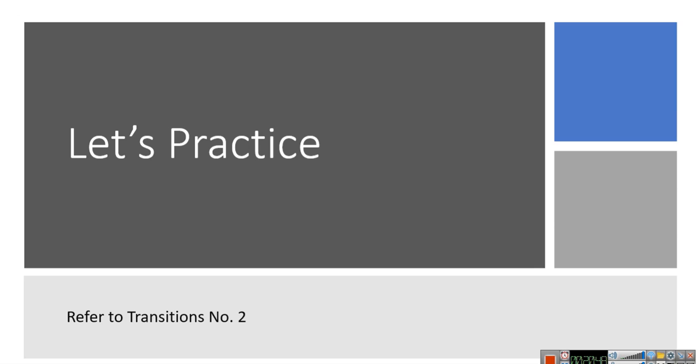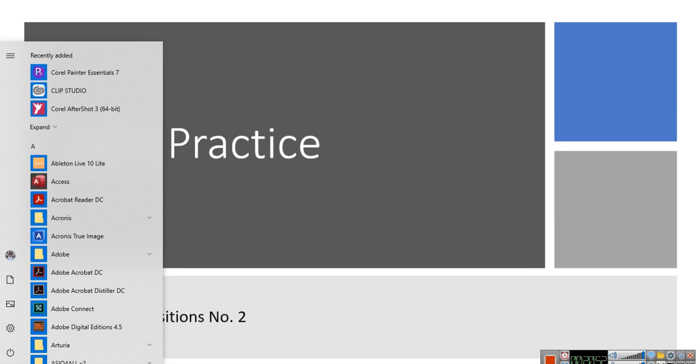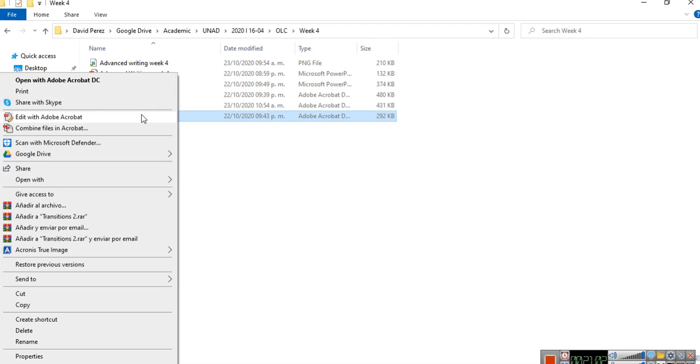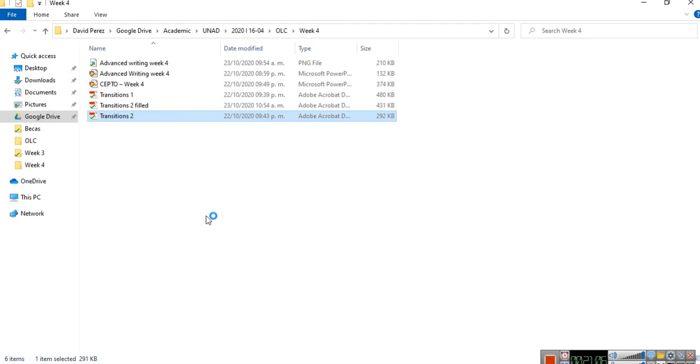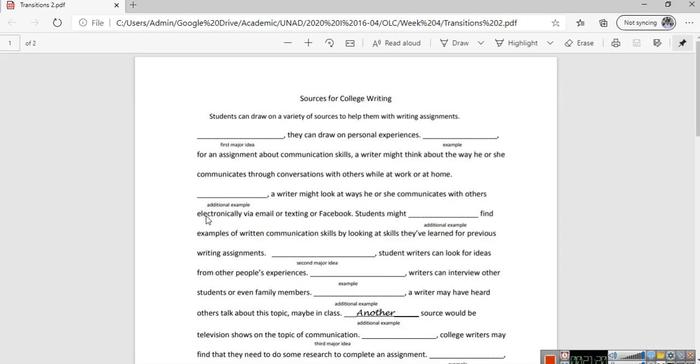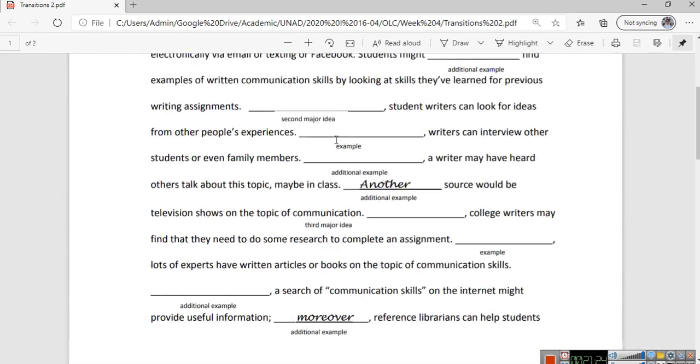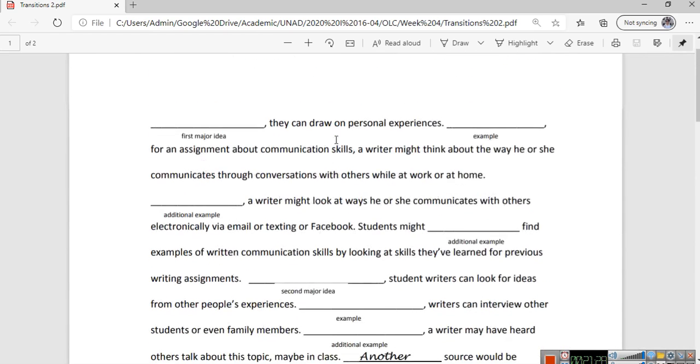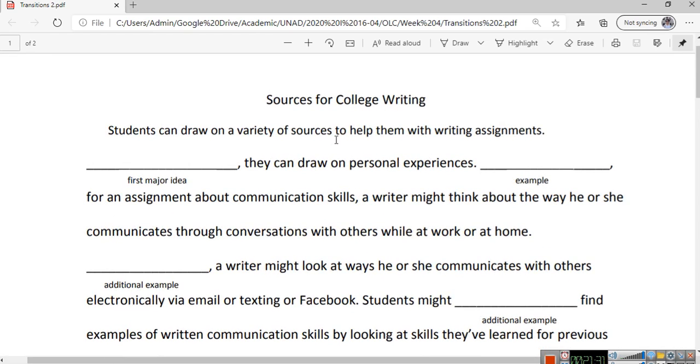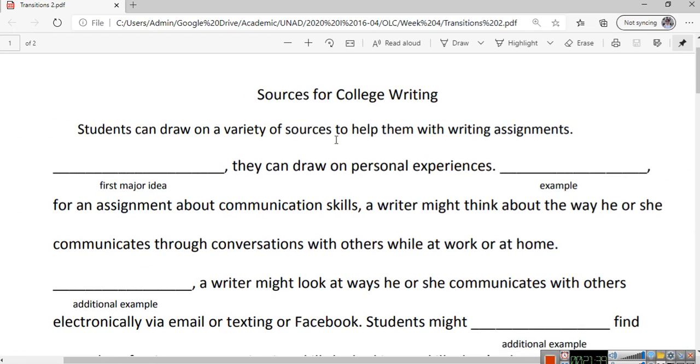So let's practice. I'm going to open a worksheet about transitional phrases. I think it's right here. No. And we're going to fill some blanks together. Let's wait until it opens. Okay, this is an essay. It's only one page. It has various exercises, not as many as you think. We're going to do this one by one. So, let's start filling in this blank. Sources for college writing.